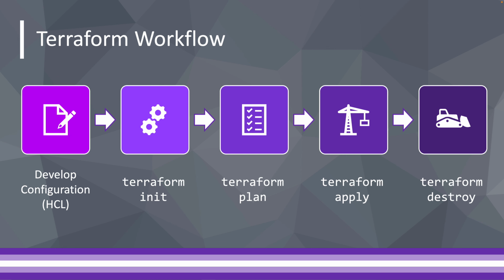So that's your basic Terraform workflow. We're going to create or develop our configuration. We're going to initialize the directory we're running in. And then we're going to run a plan to preview any of those changes. Once we like that, we're going to apply those changes to our platform. And finally, if we want to get rid of those resources, we can run a destroy.